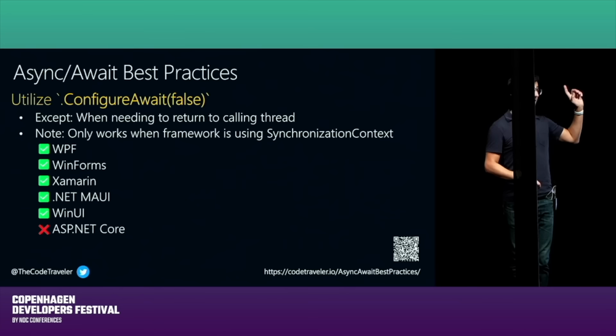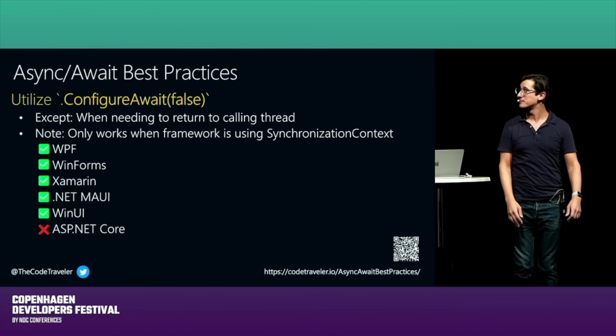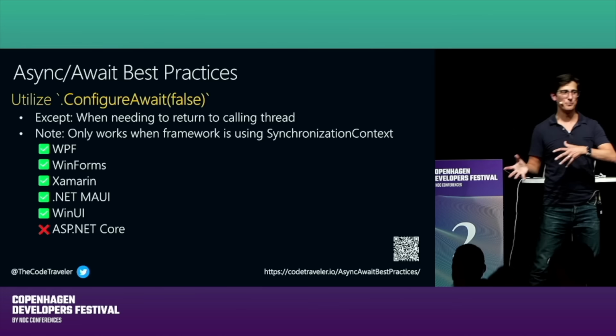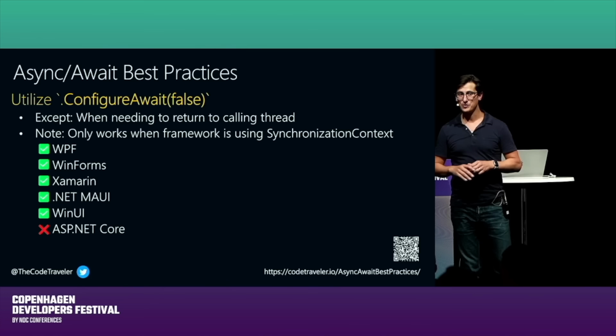So I've listed out a couple of the popular ones, or at least the ones I could think of off the top of my head. And a rule of thumb is, if it's got a UI, it probably has a synchronization context, because the whole point of a synchronization context is to help .NET return to the UI thread. So if you have a UI, there's a likely chance that you have a synchronization context. And if that's the case, ConfigureAwait(false) will never return back to that calling thread.